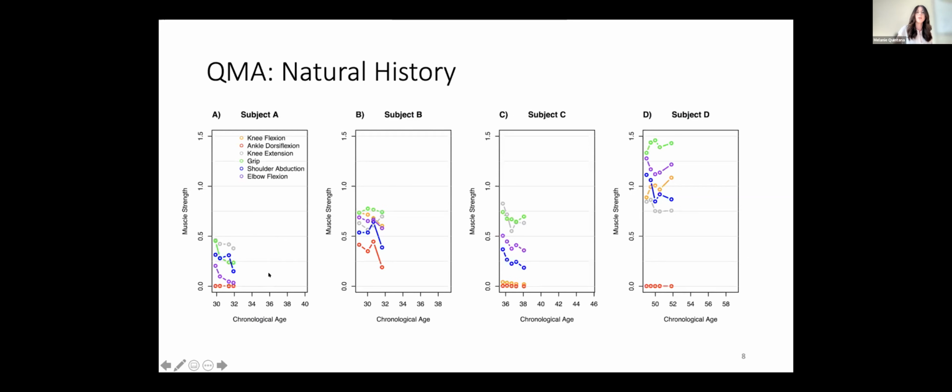You can compare that to participant B, who still has a good deal of strength left on the knee flexion. The most actively progressing muscle is that dorsiflexion, going from about 50% strength to below 25% over this 2 years, but quite different in terms of the disease stage. And this gets back to the original comment that chronological age is not a great predictor of disease stage in this disease. These 2 individuals are around the same age, but very different disease stages.